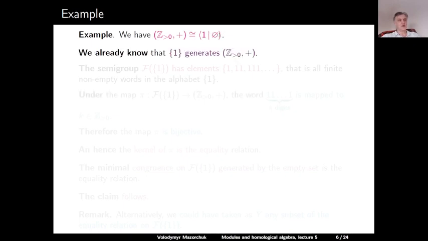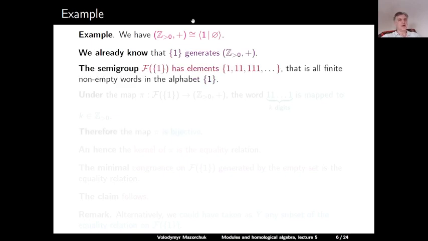So we already know that the singleton 1 generates this semigroup. If you consider the free semigroup on the singleton set 1, it will have as elements all words in the alphabet 1. So we will have 1, then 1, 1, then 1, 1, 1, and so on. So all finite non-empty words in this alphabet.